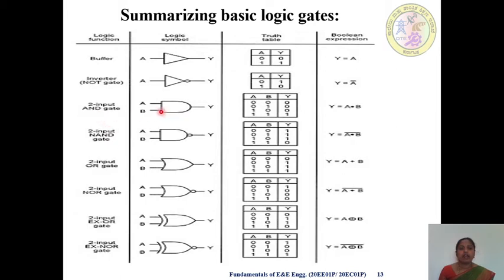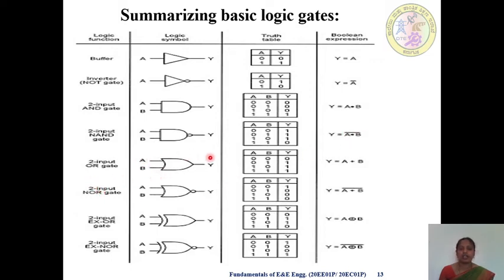Next, AND gate. This is the symbol of the AND gate. Two inputs A and B, and Y is the output. The truth table is A, B, Y. When both the inputs are 1, the output is 1. Otherwise it will be 0. And the expression is Y is equal to A dot B. NAND gate: when the AND gate is followed by a bubble, it is called a NAND gate. In the truth table, Y is equal to 0 only when both the inputs are 1. Otherwise it will be 1. The expression is Y is equal to A dot B whole bar.